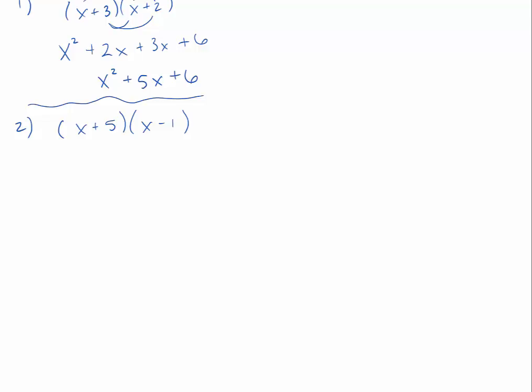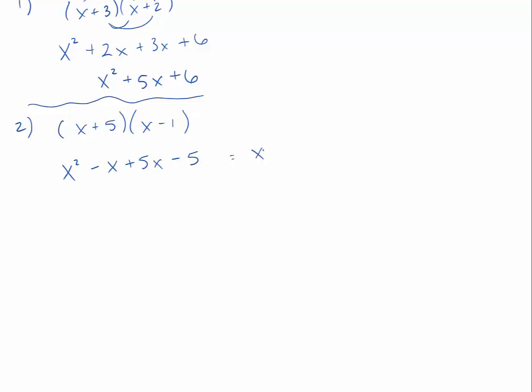And so if we distribute like we just did, first we're going to have x times x, that's x squared. Outside, x times negative 1, and this is a little bit tricky, but negative 1 times x, that's just negative x. Okay, 5 times x for the inside, that's plus 5x. And then 5 times a negative 1, that's negative 5. And again, we've got to simplify.